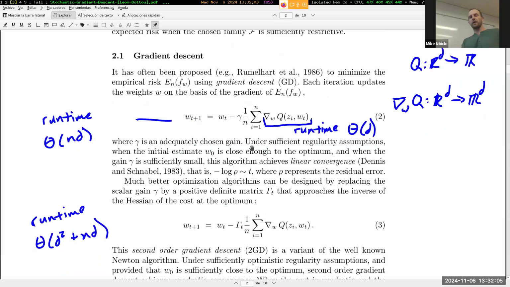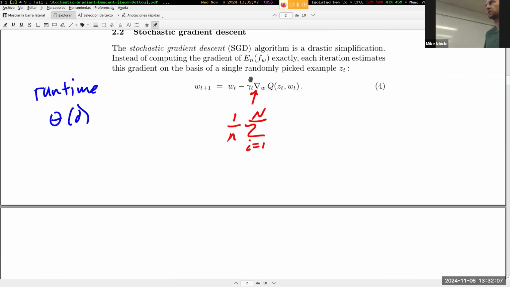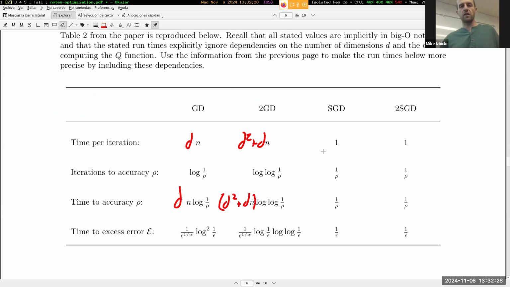But the key idea of stochastic gradient descent is that rather than averaging all of those gradients together, we'll just pick one at random. And so there is no 1 over n sum in stochastic gradient descent. There is no dependence on the number of data points. And there's still dependence on the dimension, because computing this gradient over here takes time d. And so our SGD right here is going to be d, or d times 1.